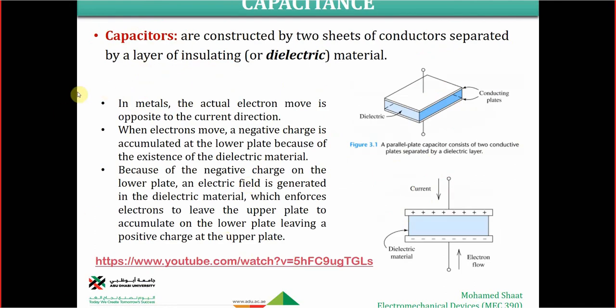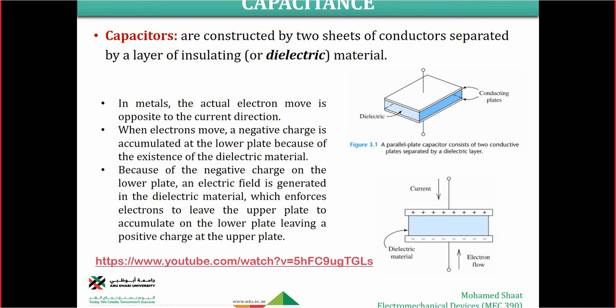So now let us move to the theory or the concept of the capacitor, how it works. Again, today's lecture, we're just gonna focus on the capacitance. This is like a very quick introduction to the chapter. Then we're gonna move to the capacitance. The inductors will be covered in the next meeting.